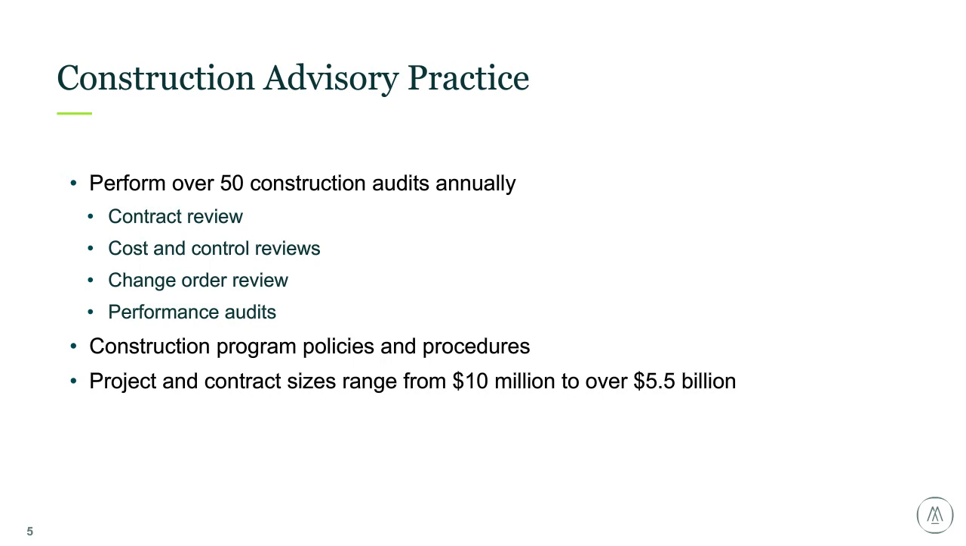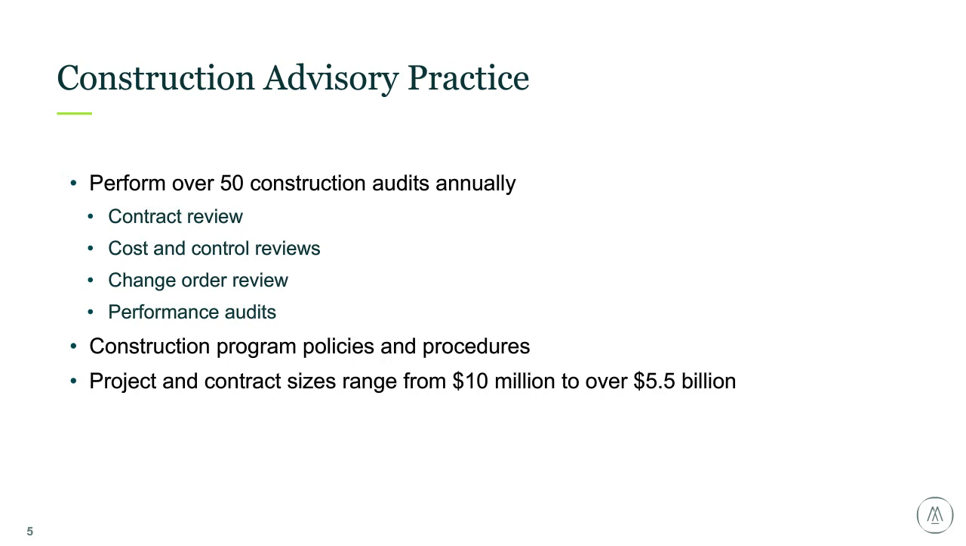Overall, our group performs about 50 construction audits per year. Our major service lines include the contract reviews, the cost and control review, the change order reviews, the performance audits and program assessments. We also do policy and procedure work to support successful and consistent operations. And lately, we've been getting more and more involved with helping contractors seal up their contract language and or provide audit support to mitigate their audit exposures. Keep in mind, both sides of the transaction have concerns about being overcharged and having audit exposures.